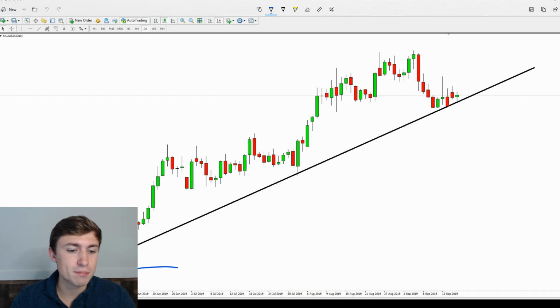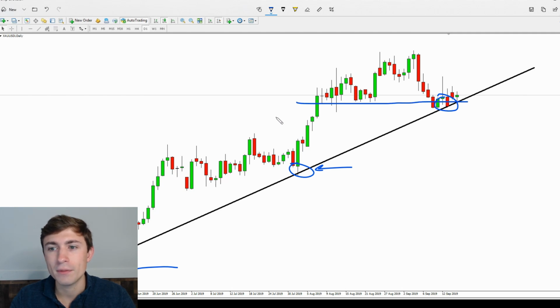So you can see we had a nice bounce here, right? Buyers stepped in, and right now we're starting to see buyers hanging out, right? You can see we have chopped around at this trend line level. We also have it in confluence with this level here, right? So we have two levels of support right here.